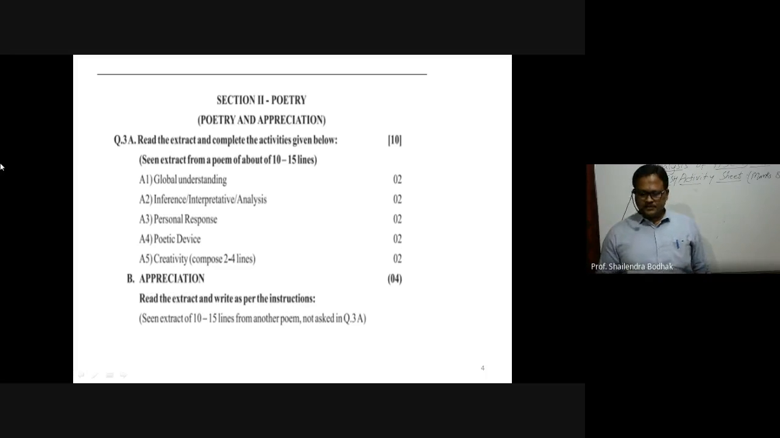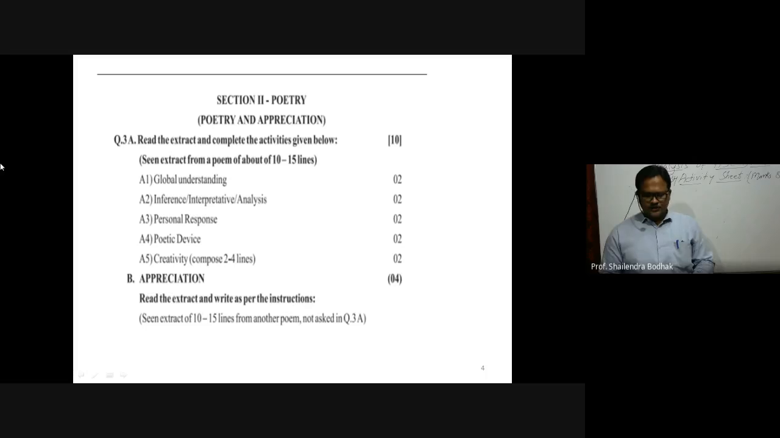compose 2 lines with similar figure of speech, or use a rhetorical question in any of the lines. So all types of activities may come in this poetry section, that is question third A, or change the words.